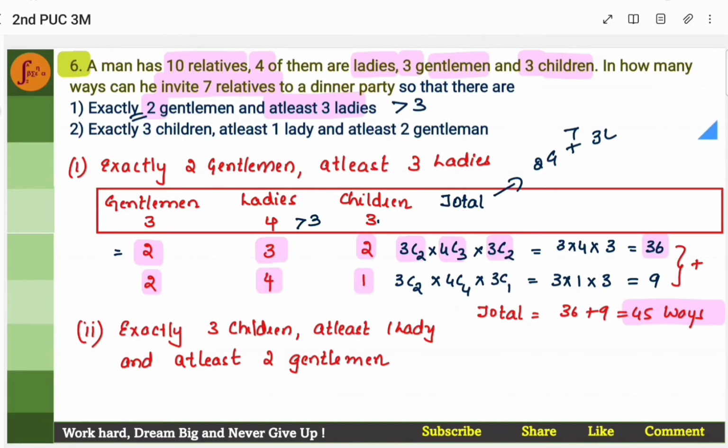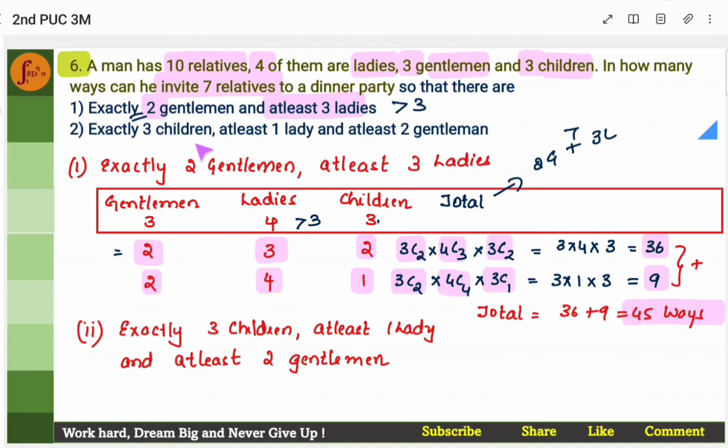Then in the second combination, 3 gentlemen, 2 need to be selected. So 3C2. 4 ladies, 4 need to be selected. So 4C4. 3 children, 1 needs to be selected. So 3C1. Right? Now you add up these totals. 36 plus 9, you add up. So you get 45. So 45 ways are there.